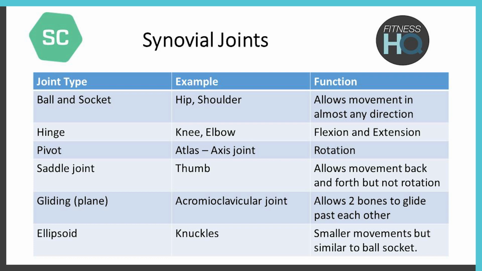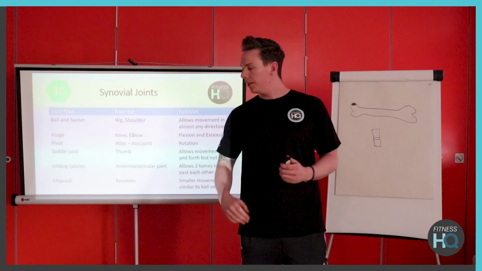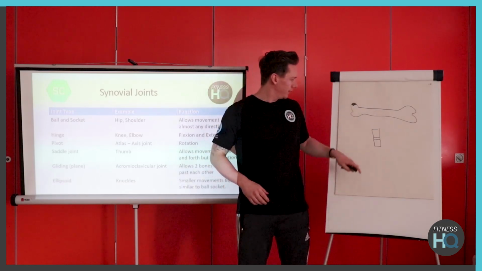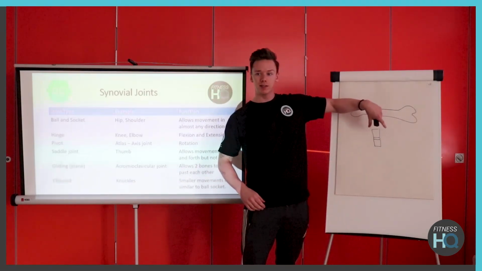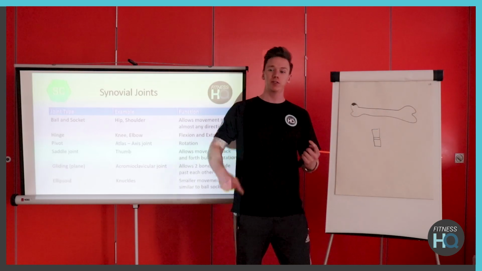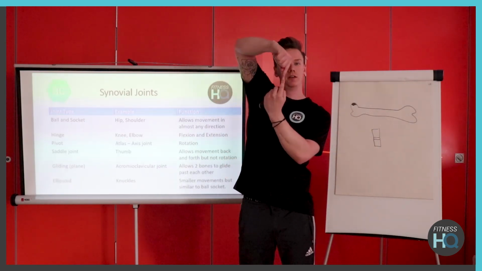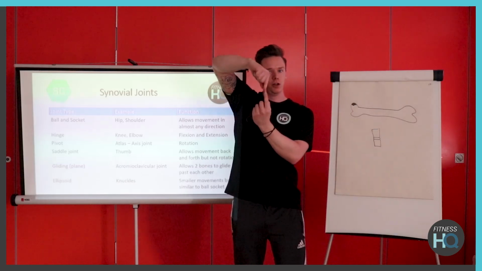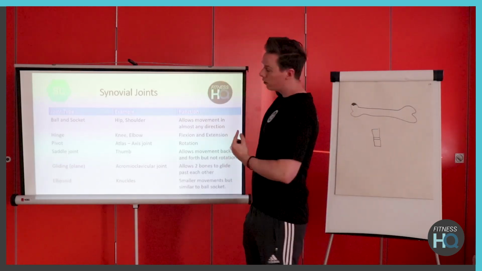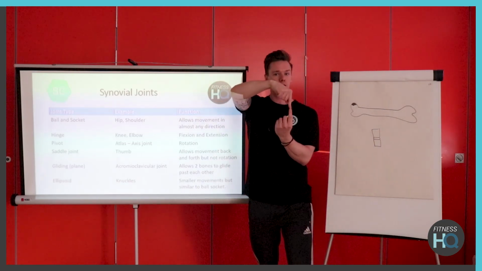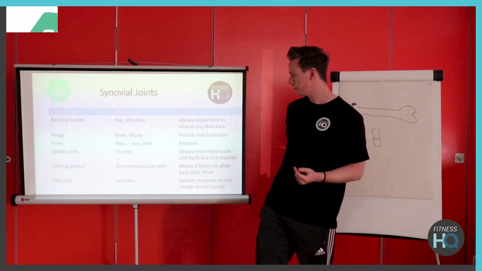Pivot being next. So the example it's given you here is the atlas and axis. Now that's not going to mean much to it at the moment. Essentially, the atlas and axis is the top 2 vertebrae. They're slightly different from the rest. They sort of stand one on top of the other like so. And what they do is they rotate around each other like that. So the very top 2 vertebrae up in your neck, basically help rotate your neck around. So they sit on top of each other.